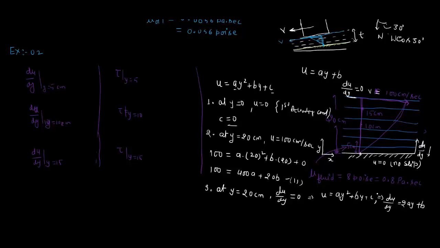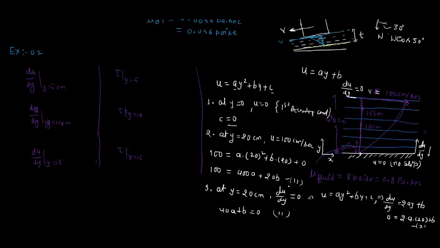So from the boundary condition, at y equals 20 centimeter, du upon dy is 0. So from this equation we can write du upon dy is 0, twice of a, y is 20, plus b. So this is our second equation: 40a plus b equals 0. This is our third equation.